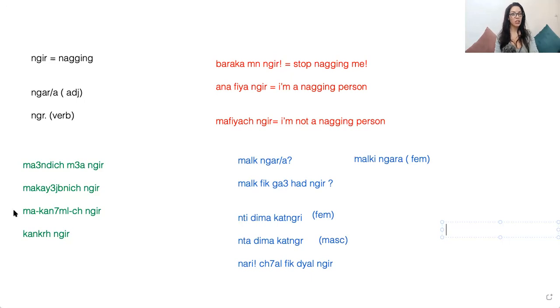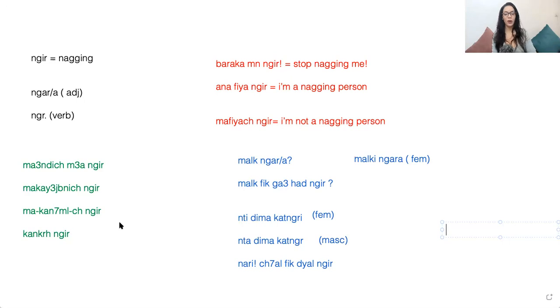ما كنحملش is I really dislike. It's kind of like I hate, but the last one is the real one for I hate, the strongest word. So ما كنحملش نغير. Okay, so maybe you are telling your friend, for example, ما كنحملش نغير.